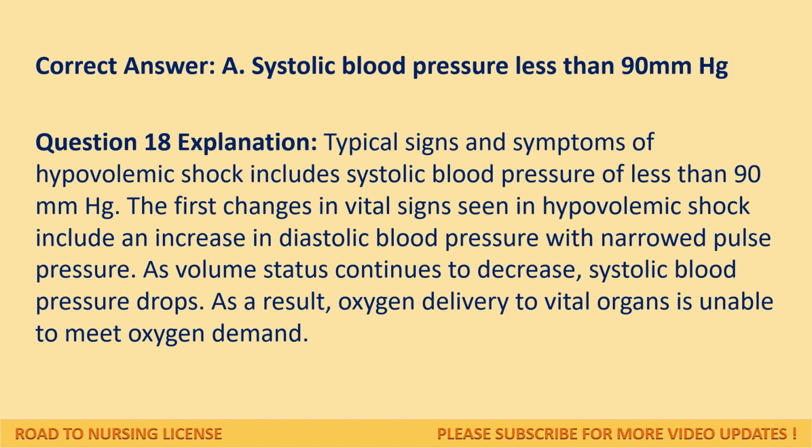Correct answer, A. Systolic blood pressure less than 90 mm Hg. Question 18 Explanation. Typical signs and symptoms of hypovolemic shock include systolic blood pressure of less than 90 mm Hg. The first changes in vital signs seen in hypovolemic shock include an increase in diastolic blood pressure with narrowed pulse pressure. As volume status continues to decrease, systolic blood pressure drops. As a result, oxygen delivery to vital organs is unable to meet oxygen demand.